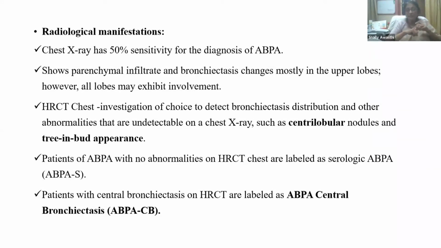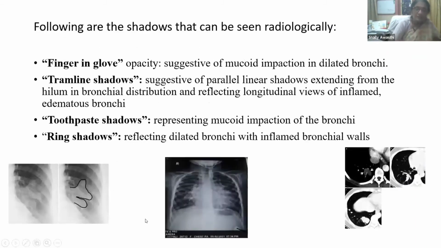HRCT is the investigation of choice to detect bronchiectatic distribution and abnormalities that are not detected on chest X-ray, such as centrilobular nodules and tree-in-bud appearance. So we can have patients with ABPA with no abnormality on chest X-ray or HRCT. Therefore, there is only 50% sensitivity of radiological abnormality, and this is called ABPA-S, that is, only serologic. Or we have ABPA with central bronchiectasis, known as ABPA-CB.